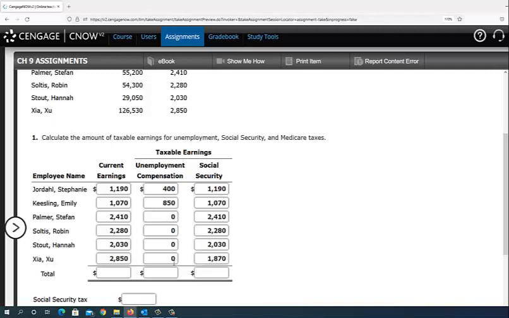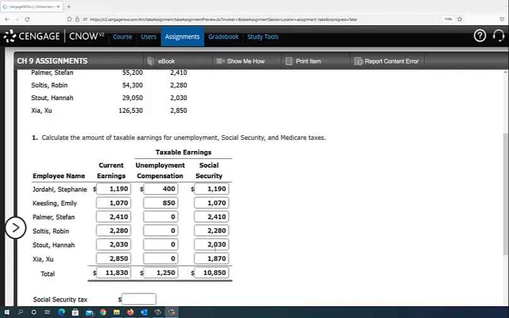So now I'm going to add up all my columns. The unemployment comes up to $1,250. Social Security is $10,850, and the current earnings is $11,830. Now that we have our totals, we can apply our tax rates.